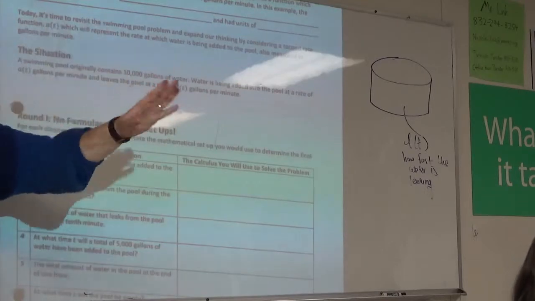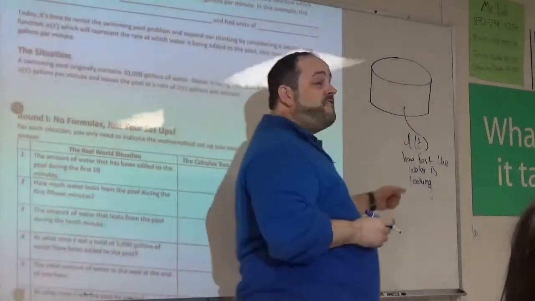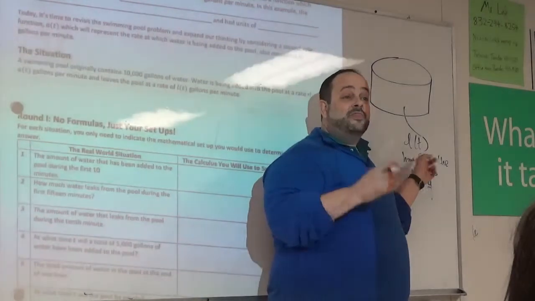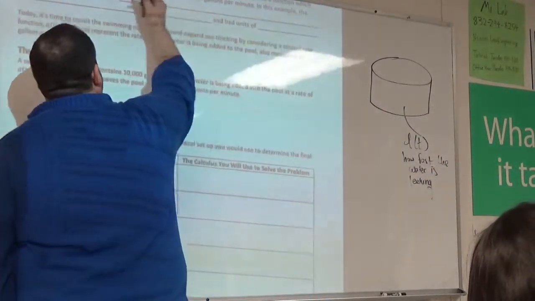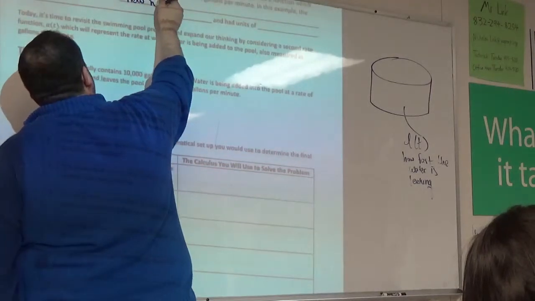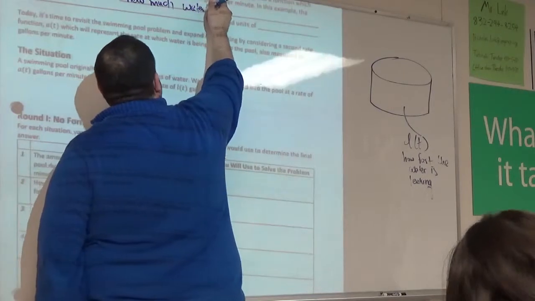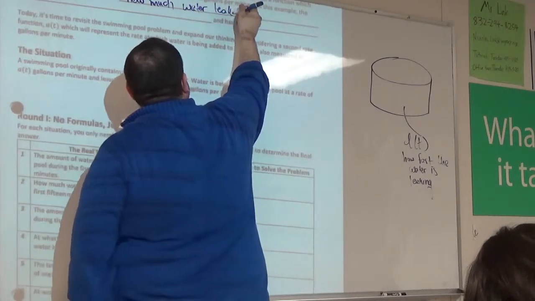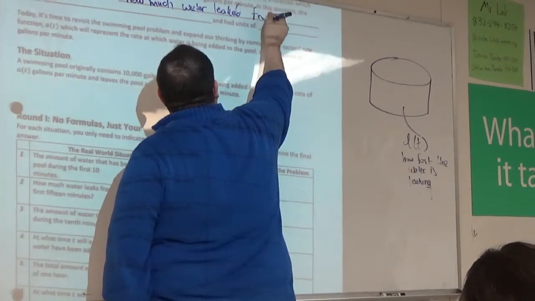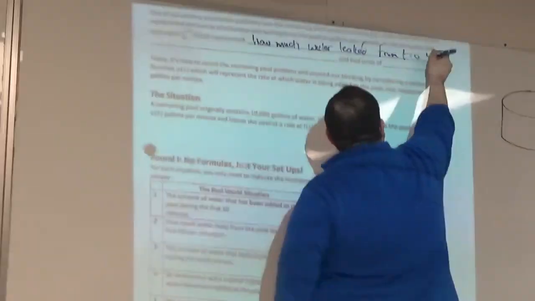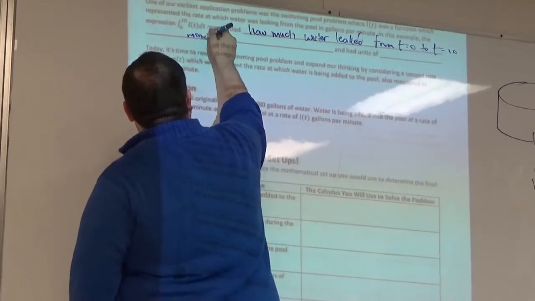The amount of water. One more time. The amount of water. If L of t is how fast the water is leaking, the best way to think about it, Salma, is if L of t is how fast, then this represents how much, right? Like how much water, let's finish this thought off, how much water leaked from when to when? From 0 to 10 minutes. From t equals 0 to t equals 10 minutes. I care greatly about that.